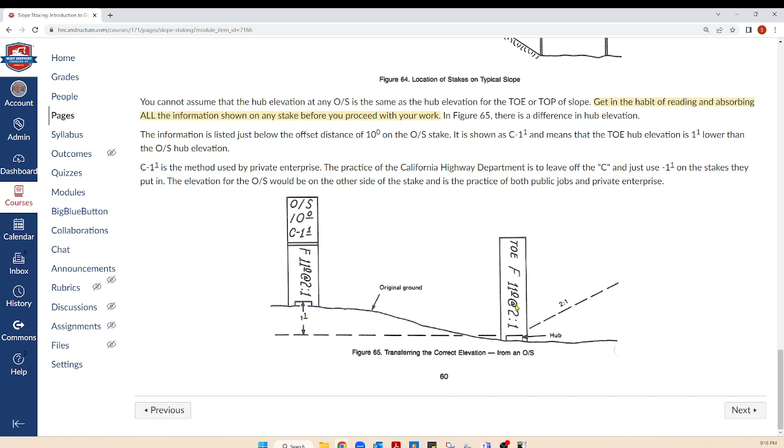Let's move on. Well, we'll read this. And then I want you to fill 11 feet at 2 to 1. So you would put the toe stake here and you would put this information on the toe stake that was on here in this case.